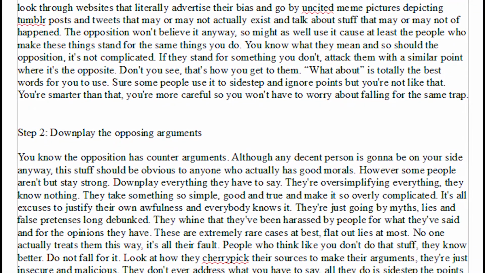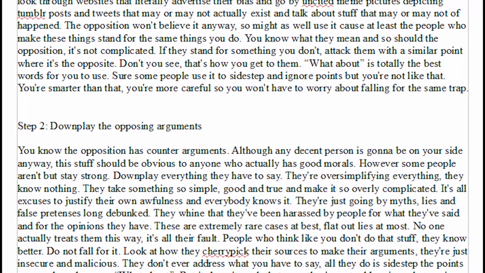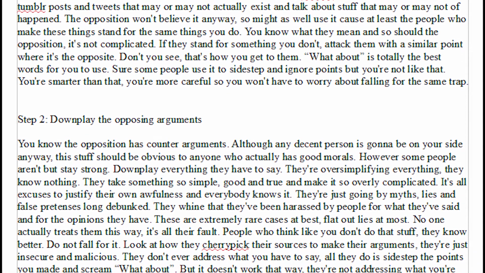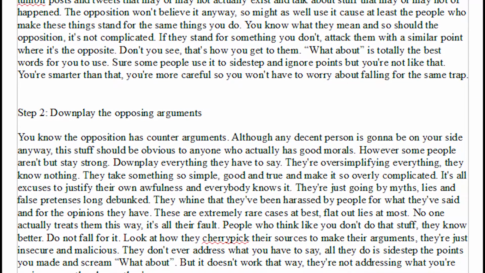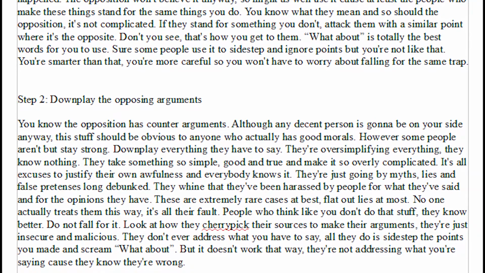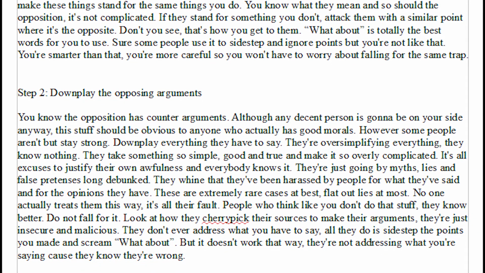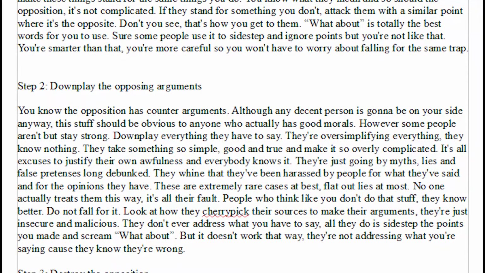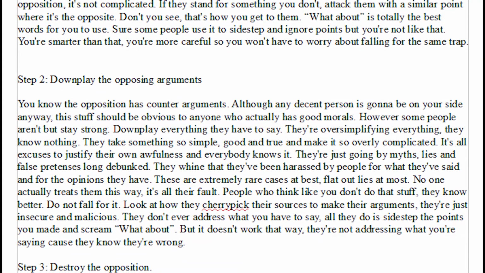They whine that they've been harassed by people for what they've said and for the opinions they have. These are extremely rare cases at best, flat out lies at most. No one actually treats them this way, it's all their fault. People who think like you don't do that stuff, they know better. Do not fall for it.